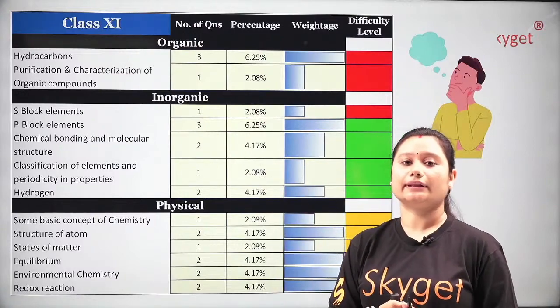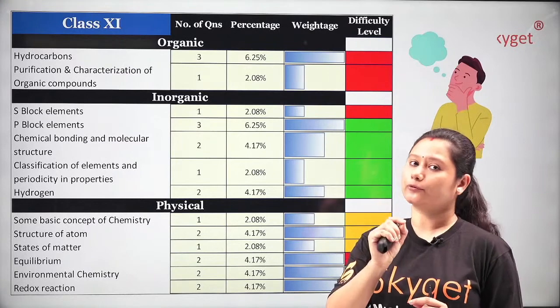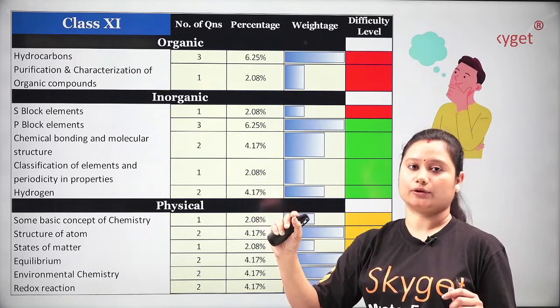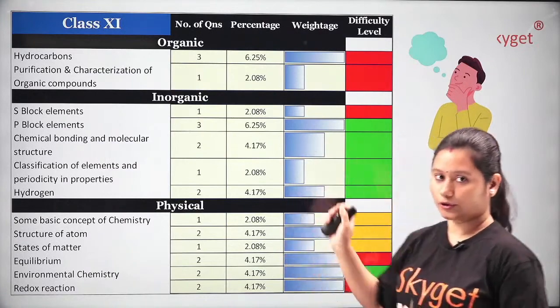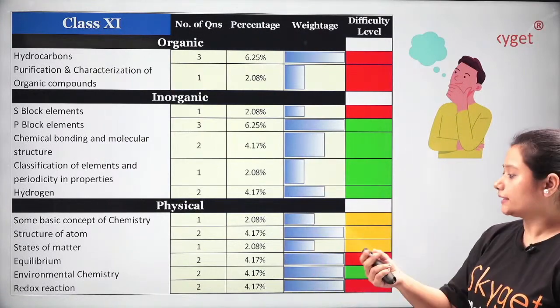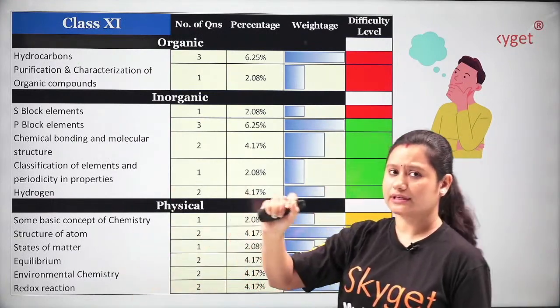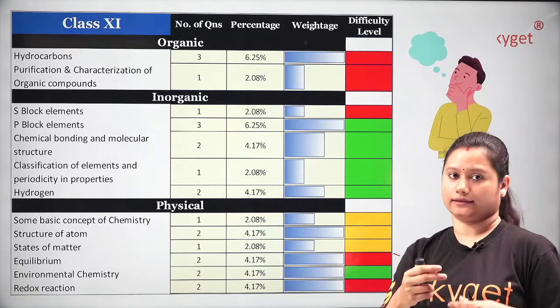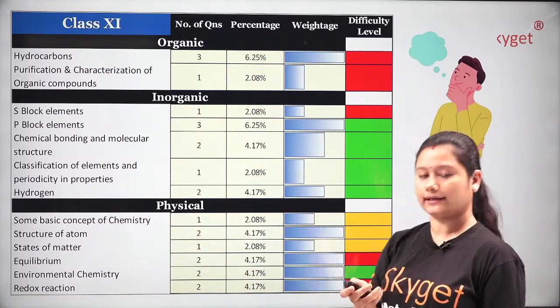This time, what happened is that in the chemistry paper especially, they have asked at least one question from every chapter. So every chapter has its own importance. Now you got it. And coming to the physical part, these are all moderate. The questions they have asked from redox, from solutions and all that, are a little lengthy. I would say it is easy and moderate, but it was a little lengthy.